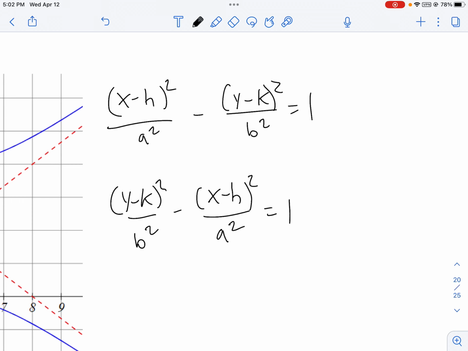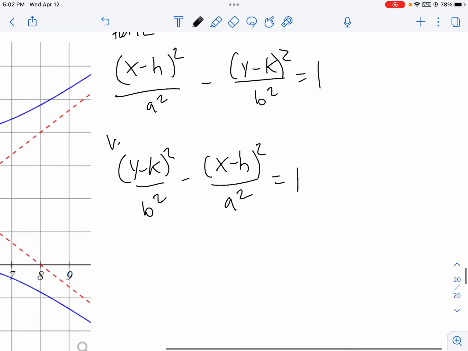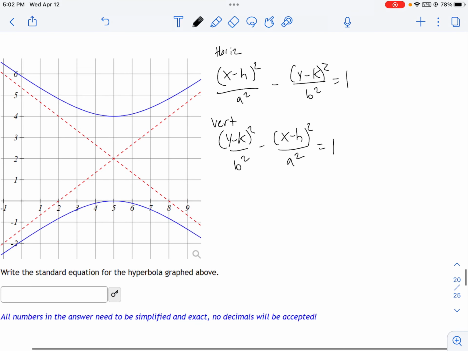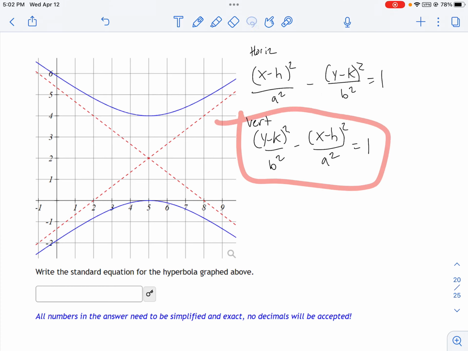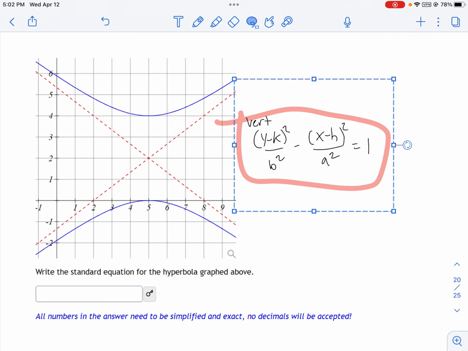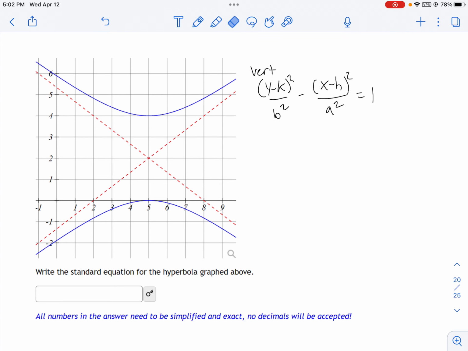Essentially, this determines whether you have a horizontal or a vertical orientation for your hyperbola. If your x is positive, that means it's going to be horizontal. If your y is positive, it'll be vertical. So where we see a vertical hyperbola, going up and down, we're going to be using this equation. If you have horizontal, you'll want to use the other equation. We are looking at vertical, so let's use that one.